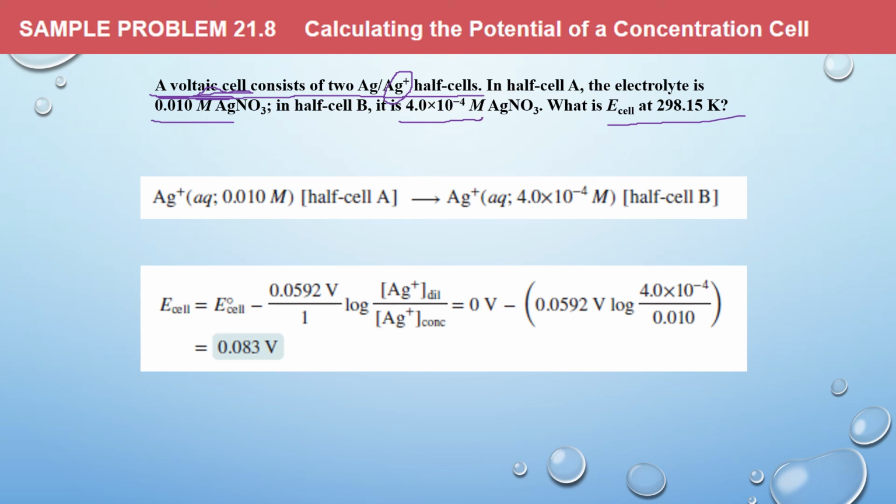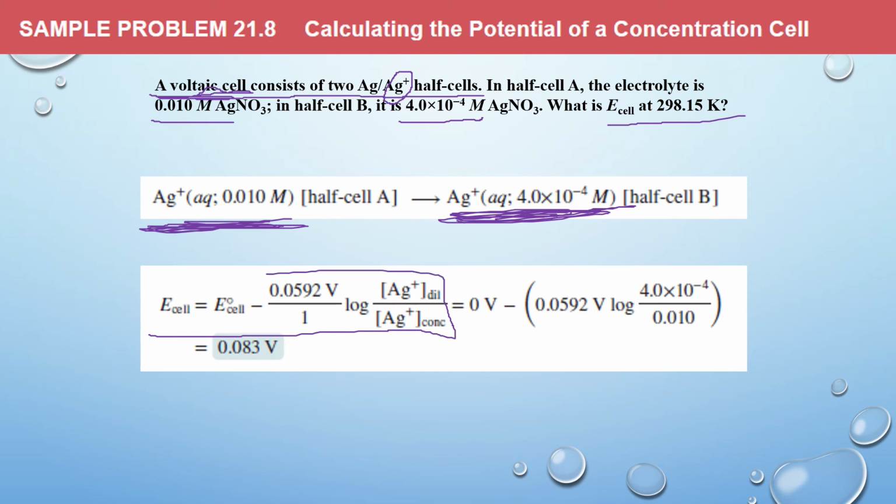So basically you're trying to go from a high concentration to a low concentration. When we read the overall reaction for this concentration cell, on the left hand side is the higher concentration, on the right hand side is the lower concentration. So we apply this equation again. At room temperature we can use this value here.